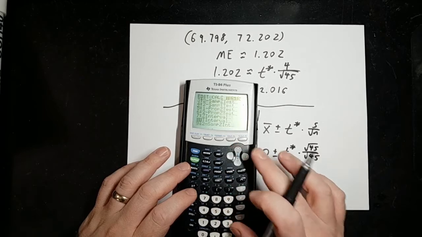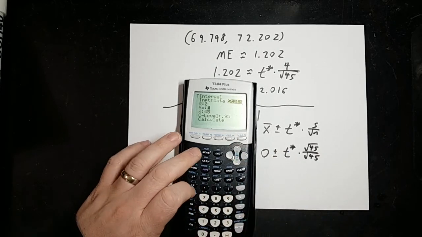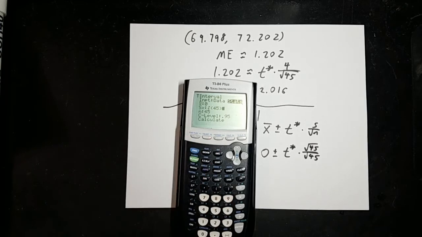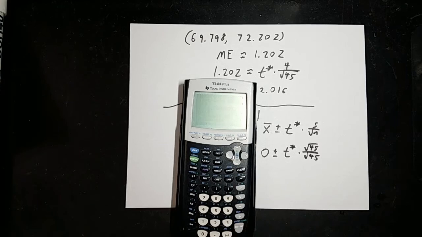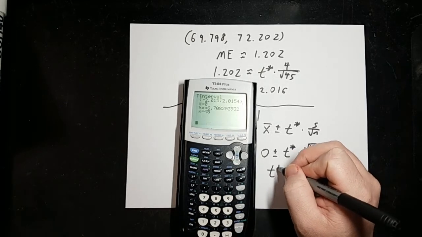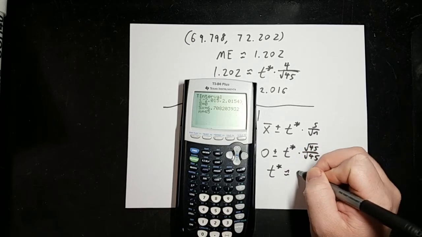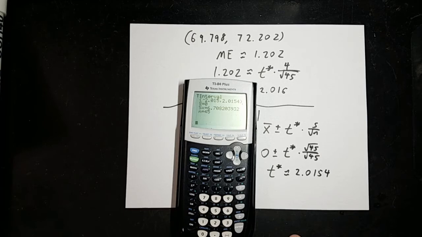So if you're trying to calculate that t star, you could let x bar equal 0, standard deviation be the square root of the sample size, 95% confidence, and it calculates an interval from negative t star to positive t star, approximately 2.0154, which again is similar to what we got before, but the other one was a little bit of rounding error. This one's obviously much more accurate.